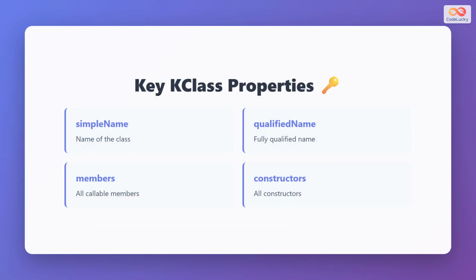KClass provides several important properties for inspecting class metadata. The simpleName property returns just the name of the class without any package information. The qualifiedName property provides the fully qualified name, including the complete package path. The members property gives you access to all callable members of the class, including both properties and functions. Finally, the constructors property returns a collection of all constructors available in the class, which is useful for creating instances dynamically.